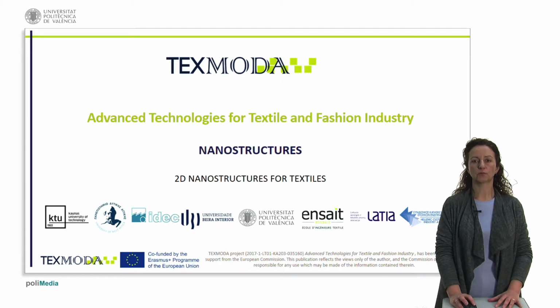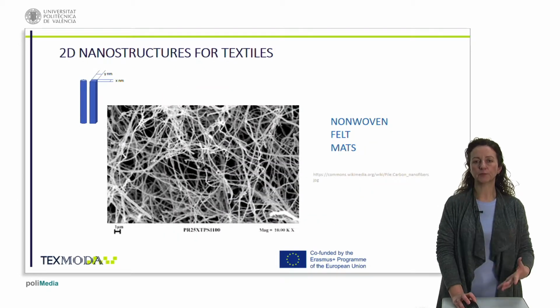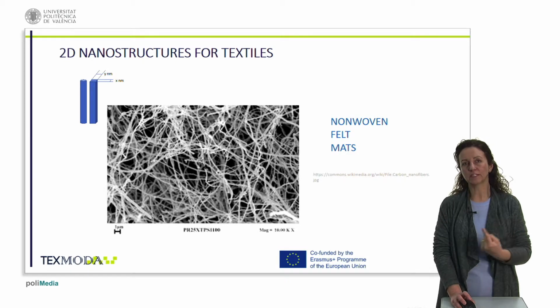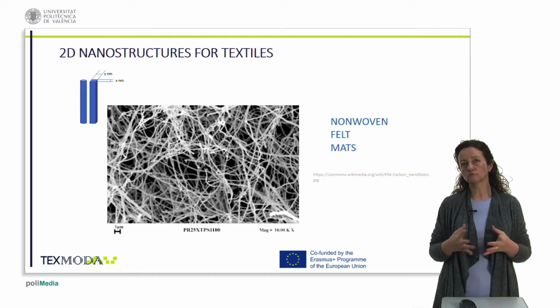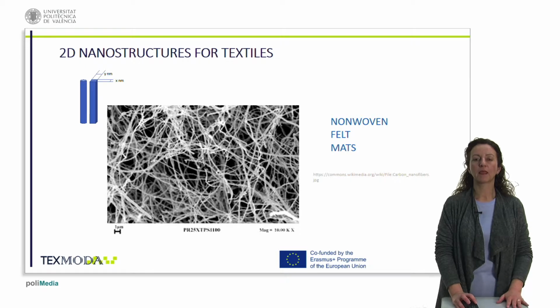As we said previously, when we are talking about two-dimensional nanostructures, we are talking about nanofibers. In this case, the nanofibers are used to obtain, for example, non-wovens, felts, and mats. They are not going to be used as one fiber or as a nanometric monofilament. We use them in a structure that is usually called a non-woven made of nanofibers.